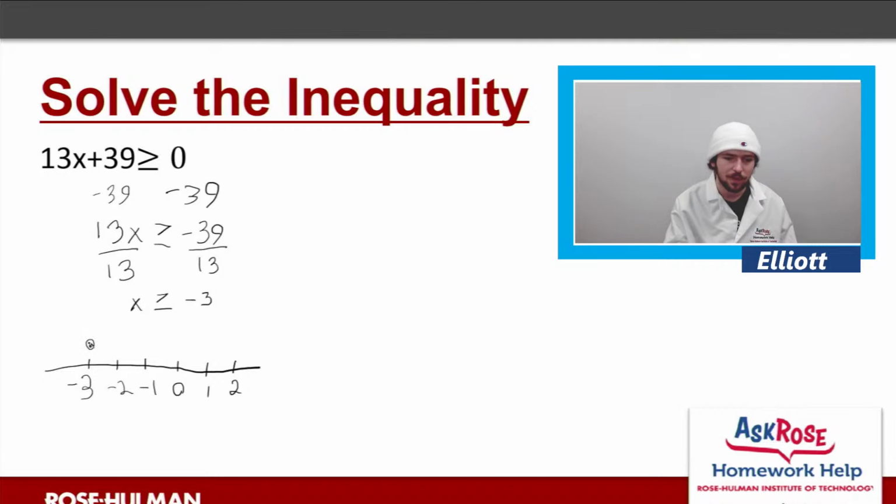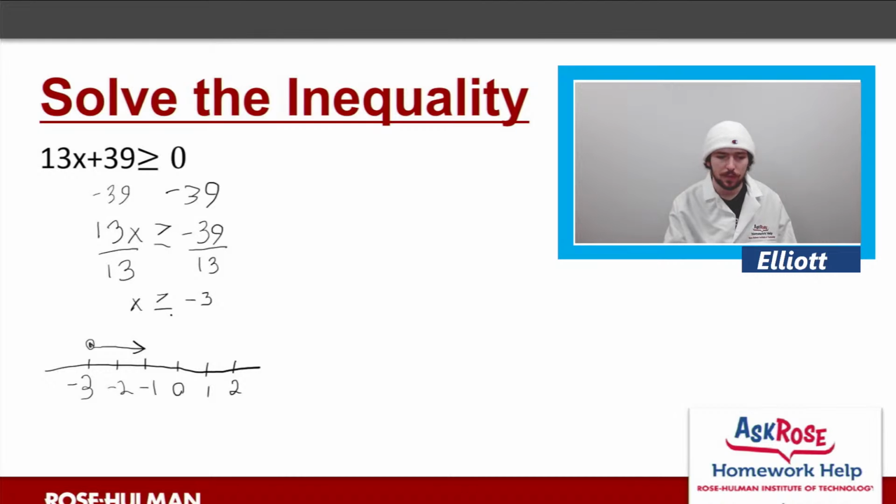The computer doesn't want to let me make circles tonight, but that's okay. And it's going to be going this way. So all of our answers are going to be greater than this. Okay, cool. So all of our answers to x are going to be something greater than or equal to -3. So when we plug in -3, it's going to equal 0.